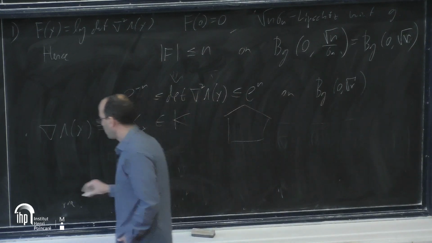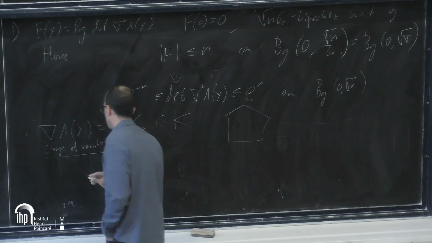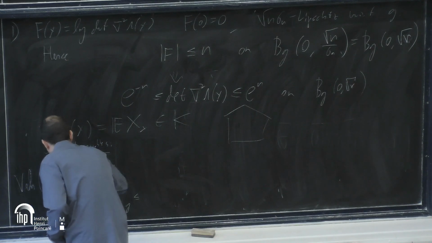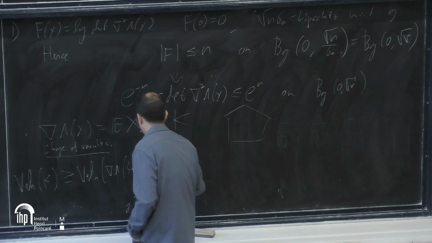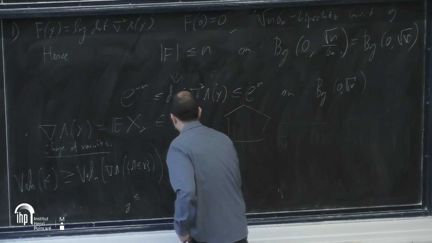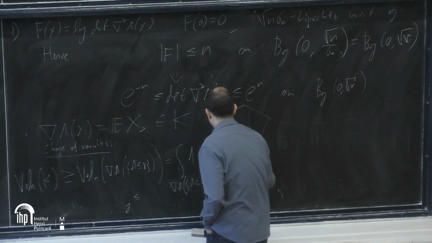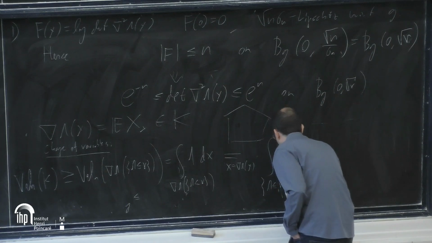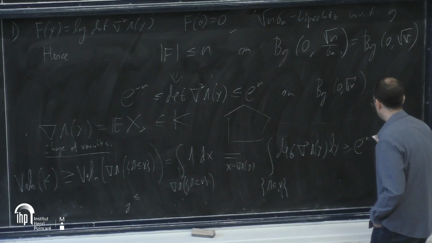Okay. So now let's do a change of variables. The volume of K is at least the volume of the image of this level set, because K is larger than the image of everything. Grad lambda is always inside K, so it's larger than the image, which is the integral of the function 1 on this thing dx. And now if x is grad lambda of y, changing variables, I'm going to get the integral where lambda is smaller than r of this determinant, which is at most e to the minus n times the volume. So this finishes 1.